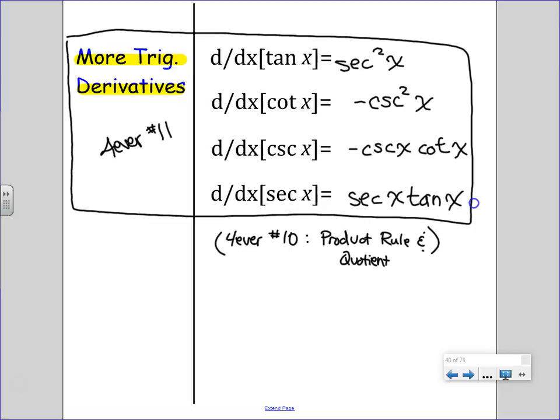Come on, it's easier than the 16, 20, 30 basic graphs or whatever we had. Wasn't that many. 18. Forever number 10 is the product and quotient rules. Forever number 11, more of the rest of the trig derivatives. Do we got it? No. Do we almost have it? Is there a pattern between the ones with tangents in their name and the ones with secants in their name? Yes. We just have to get it down.